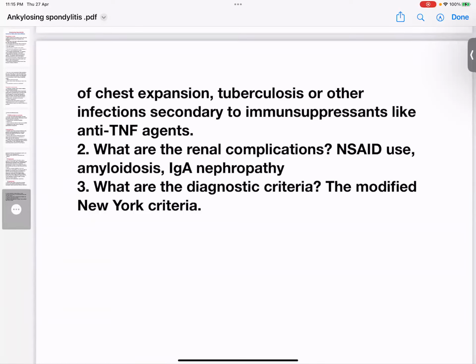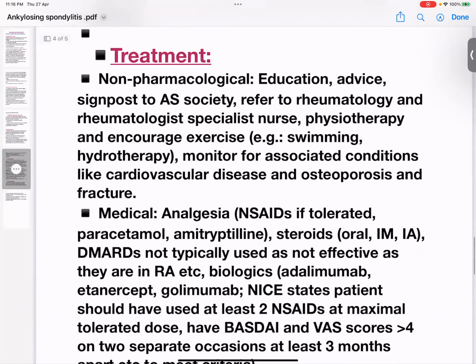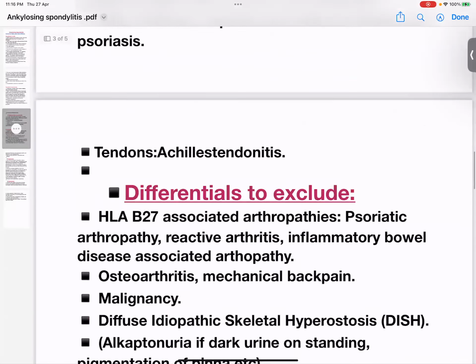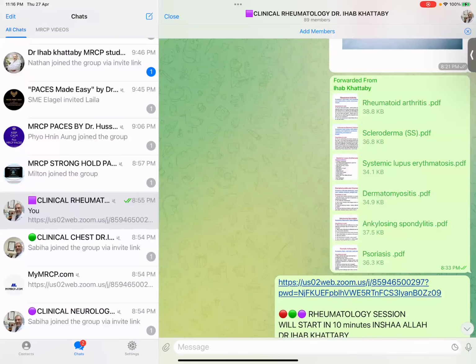What are the diagnostic criteria? This is the modified New York criteria. We will never be asked about the details like this, but this is just for your own knowledge. This is the case for ankylosing spondylitis, and read it carefully many times in order to get all the knowledge needed for the exam. But in general, these are the cases commonly presented in the exam. So if you have any questions, please unmute and ask.